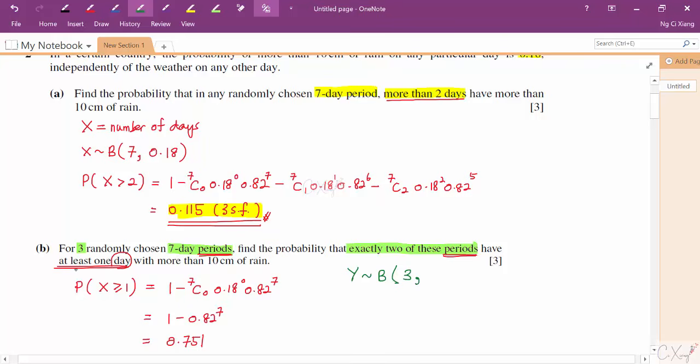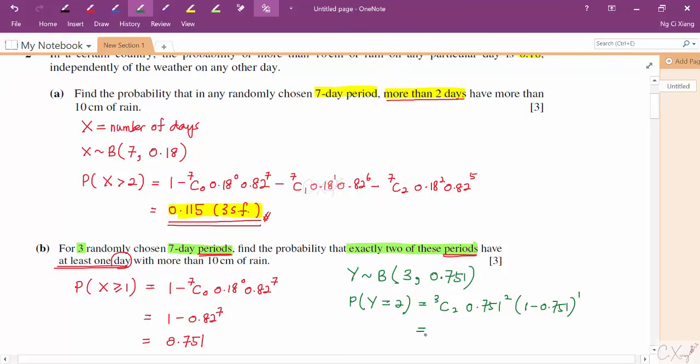and they want to calculate, or they are interested to find out that 2 of these periods have at least 1 day with more than 10 cm of rain. So that means the p here should be equal to 0.751, which is the probability that you calculate just now. And they want you to calculate the probability for y equals to 2. Okay, so we are having 3C2, then 0.751 power 2, and 1 minus 0.751 power 1.